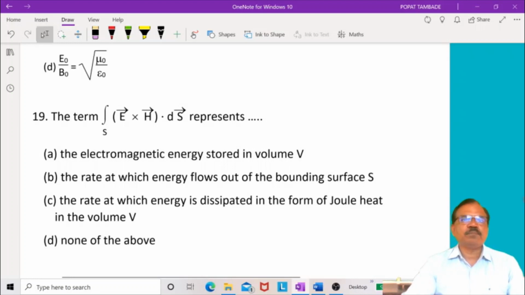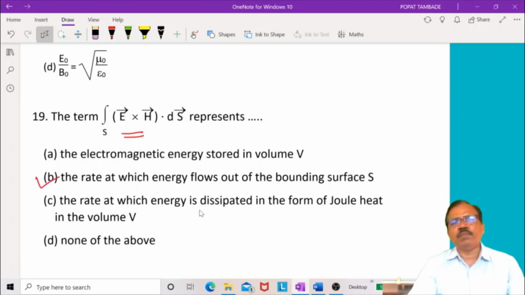Now the term integration of E cross H dot ds represents the rate at which energy flows out of the bounding surface S.